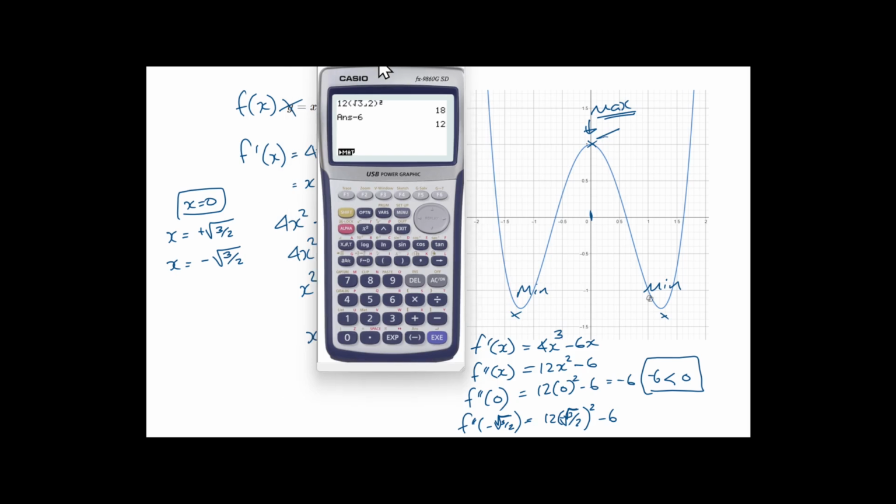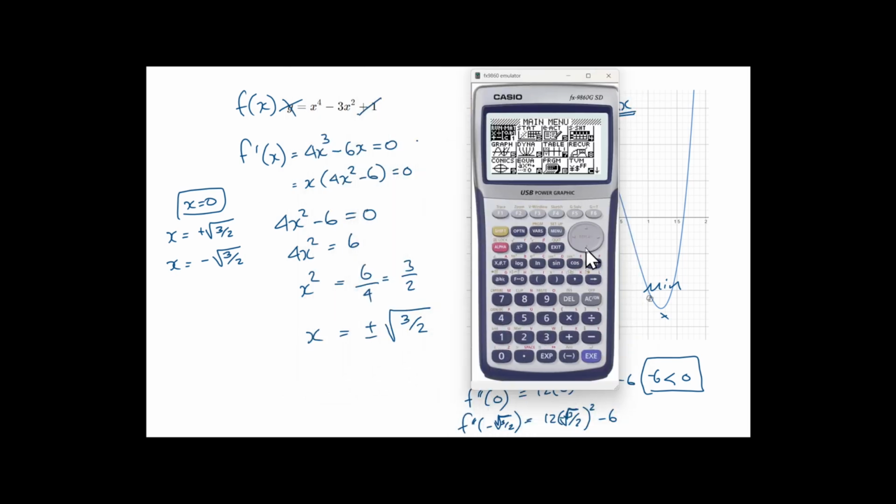Just as a test, let's put the original equation into our graphing calculator. It's still there from the last question. So we want to G-solve to find the local maxima. It's there, 0, 1. There we go, we found it. Then we G-solve again to find the minima. The first minima is there, and I invite you to work out that that is indeed the negative square root of 3 over 2. And this is going to be the positive square root of 3 over 2. That's how that's done.